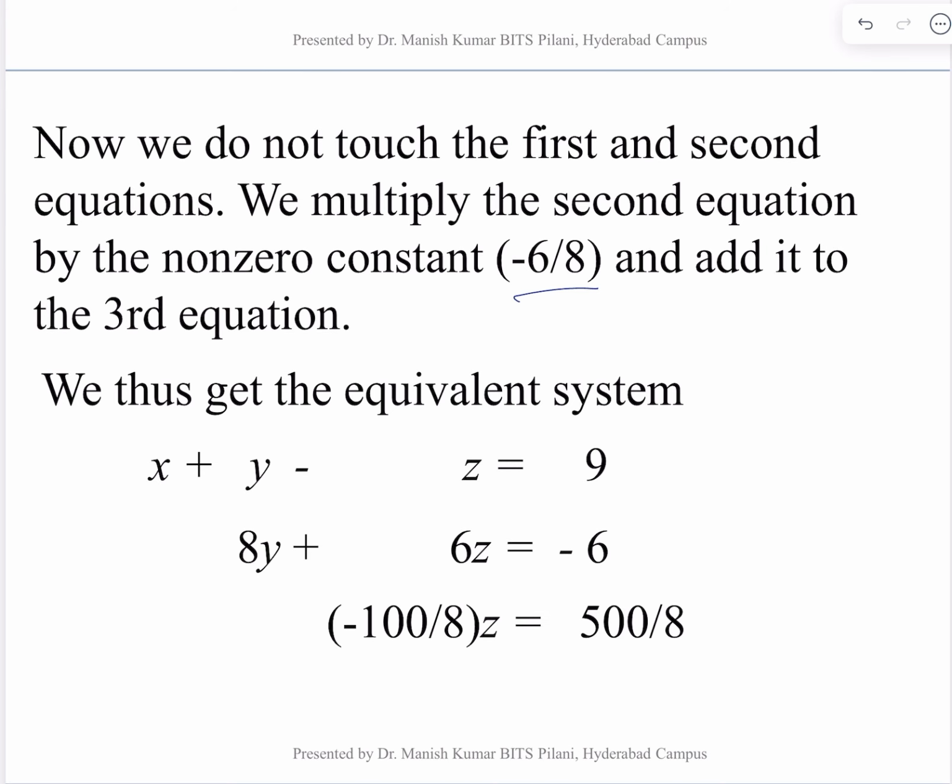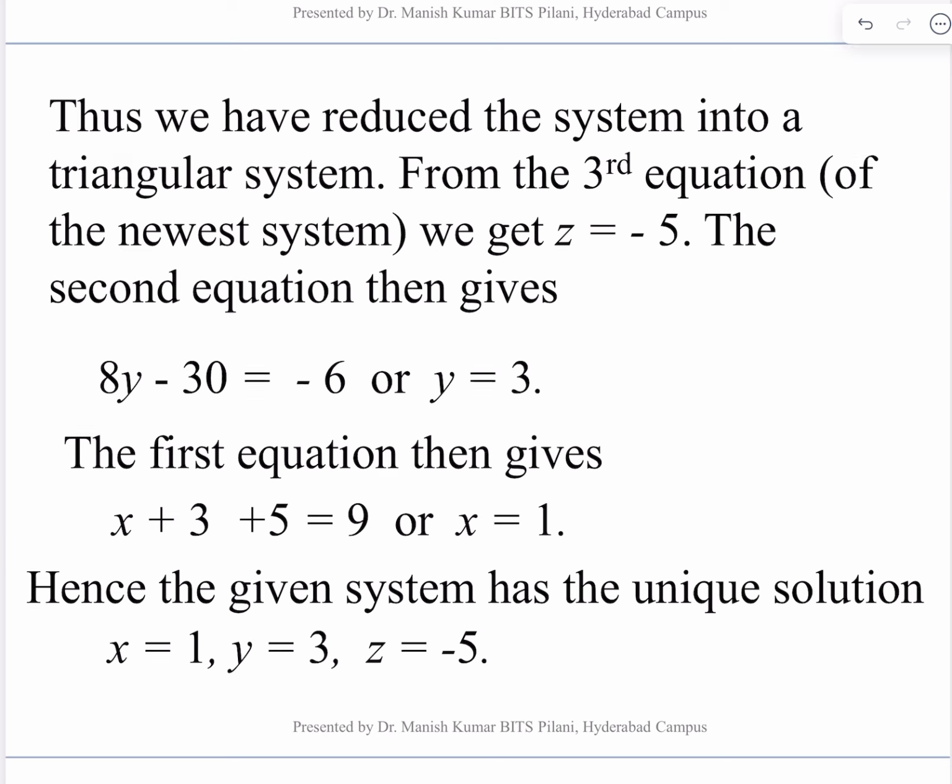So now we have reduced it into the triangular form, and then we can calculate the value of z first from the last equation, then go to the second equation, calculate the value of y, and go to the first equation, calculate the value of x. So now we got the values of x, y, z, right?